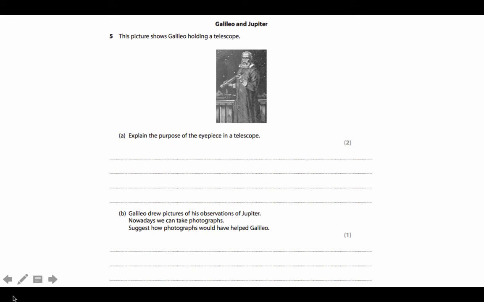Okay, explain the purpose of the eyepiece lens is your first question. The second question is, Galileo drew pictures of his observations of Jupiter. Nowadays we can take photographs. Suggest how photographs would have helped Galileo. So we'll start with this one first. Explain the purpose of an eyepiece lens. It magnifies the image.